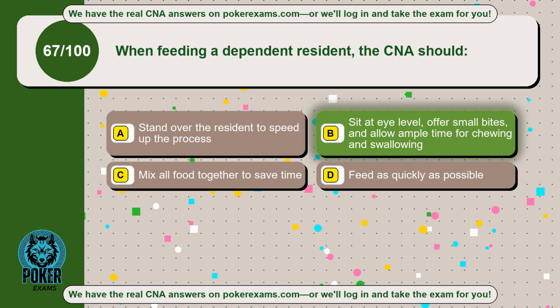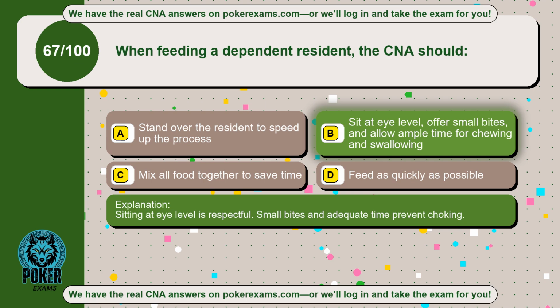The correct answer is option B. Sit at eye level, offer small bites, and allow ample time for chewing and swallowing. Sitting at eye level is respectful. Small bites and adequate time prevent choking.